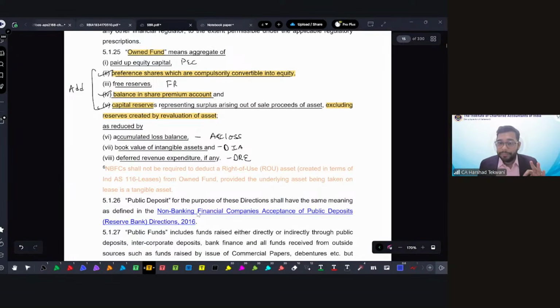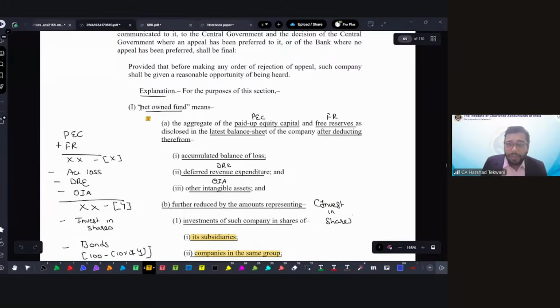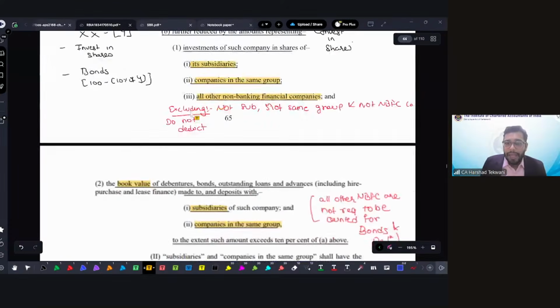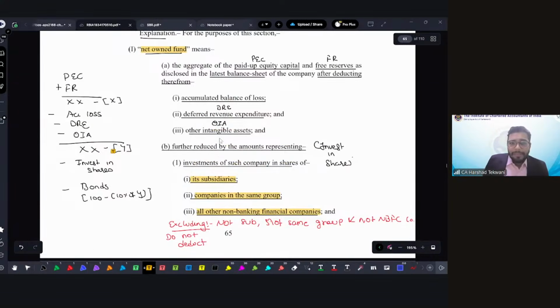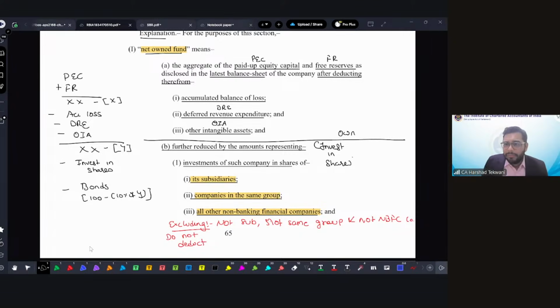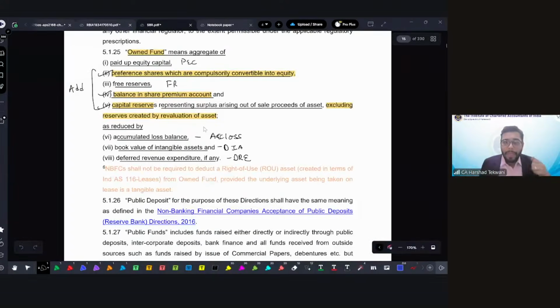The term is different. Clear? And if you see the Act, it was net own funds. Because till here, before reducing this, till this particular point, it is the own funds. Once you remove the investment, you get the net own funds. So the amount we are talking about is the own funds. So we are talking about own funds.